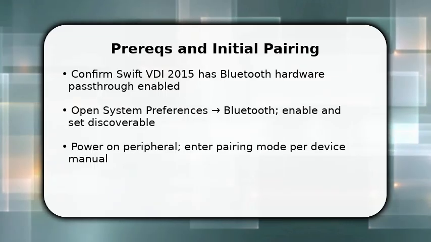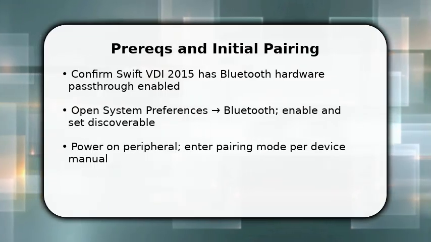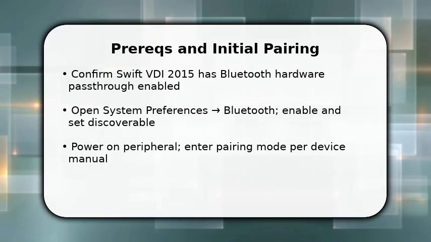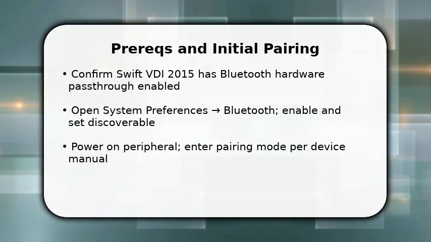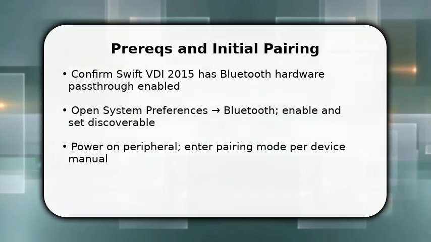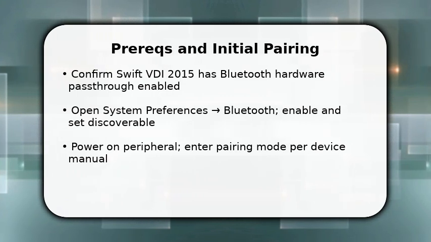Put your headset or keyboard into pairing mode. This signals the VM to detect it. Once the device appears, select it and click Pair. You're now past the first actionable step toward an actual connection.